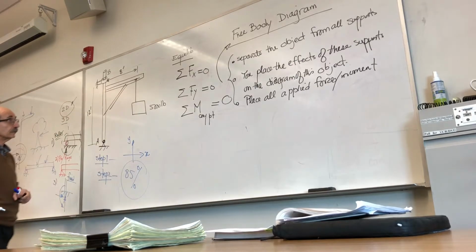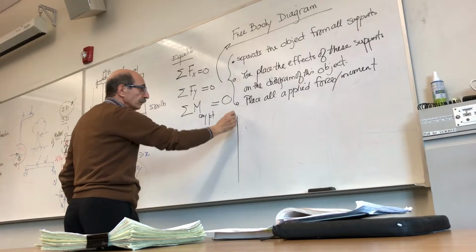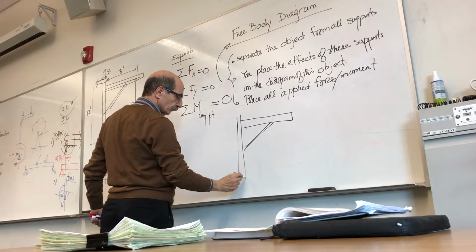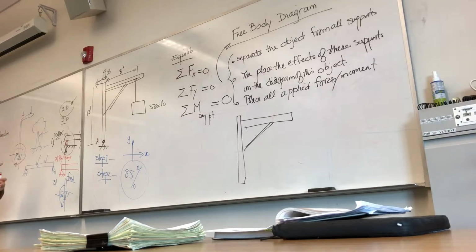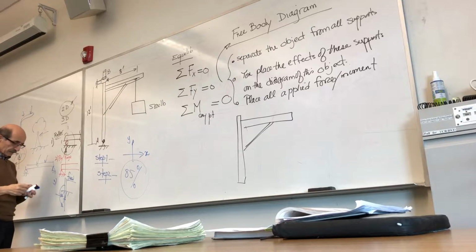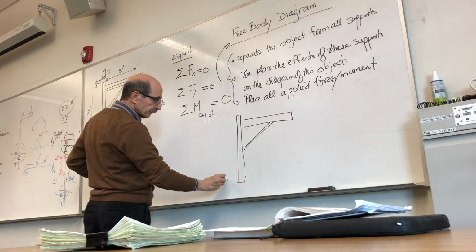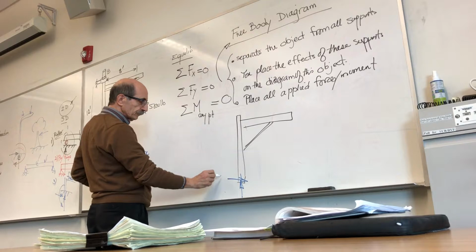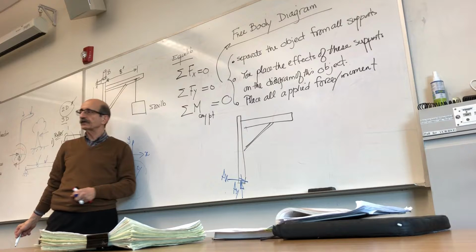So let's demonstrate that here. This is the structure you have. So I'm just going to cut that from anything that is supporting the structure, okay? So this is the structure, okay? Now I will put the effect of the supports back. I said this is a pin. Pin represents two unknown forces. So let's put back the effect. Motion is not allowed in this direction. Motion is not allowed in this direction. So that means there is an unknown force in this direction, unknown force in that direction.